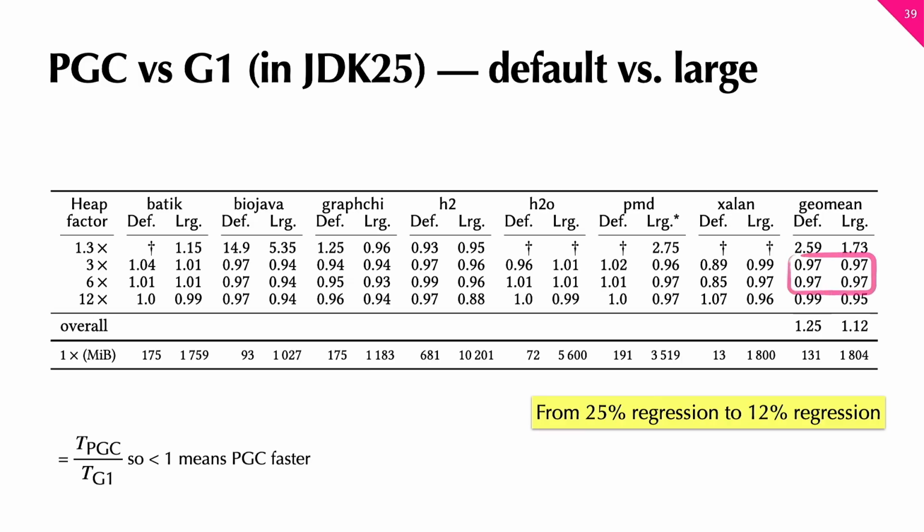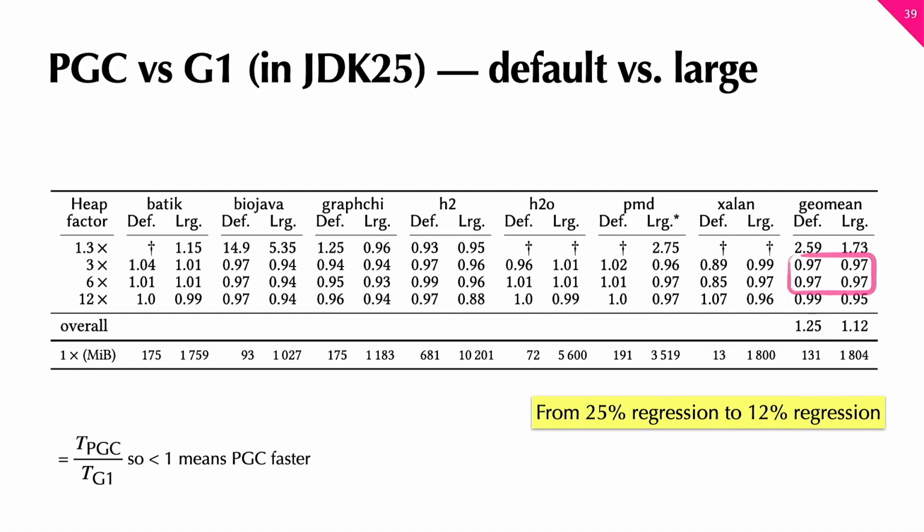Right, moving on, let's look at the last comparison. Now this is parallel GC versus G1, again on OpenJDK 25. So in this case, less than 1 means that parallel is faster, right? And so, let me back that up.